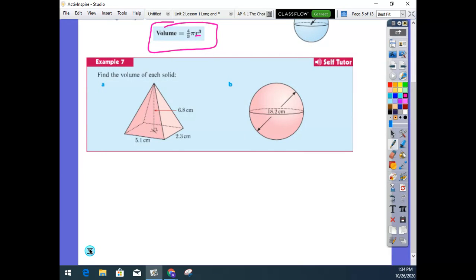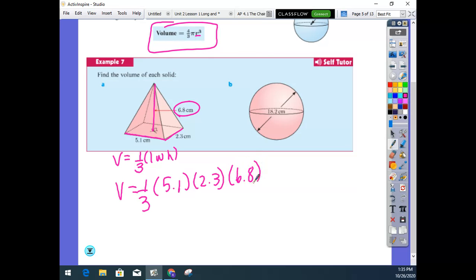All right, so now we're going to find the volume of each solid. Okay, so think about this as a 1/3 of your rectangular prism, length times width times height. All right, so we have 1/3 times my length times my width times my height. So if you multiply all of these together, divided by 3, and 3 sig figs, centimeters cubed. Units are centimeters, volume cubed.